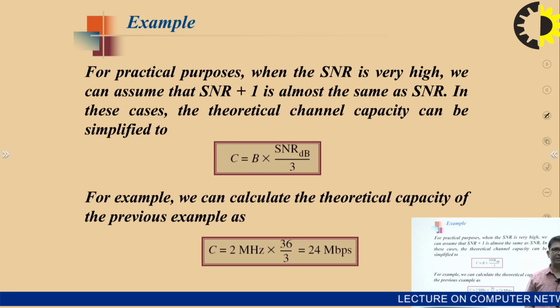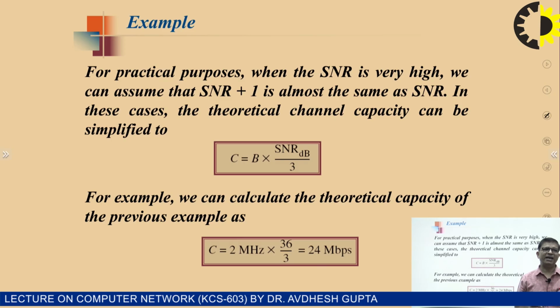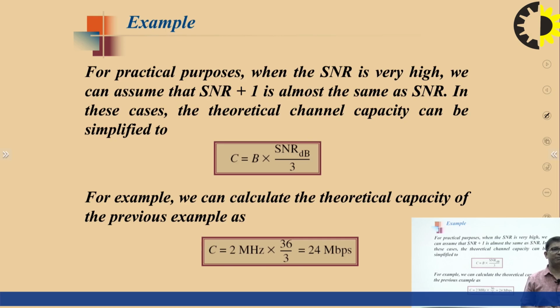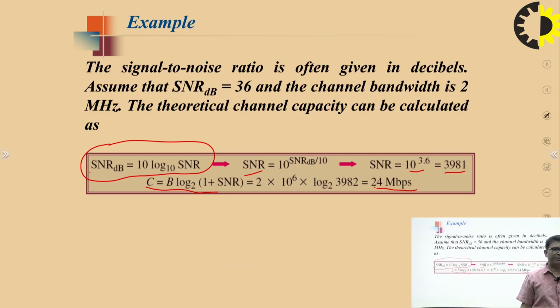For practical purposes, when the SNR is high, it means signal power is high and noise power is low. So we can assume that SNR plus 1 is almost the same as SNR. So in these cases, the theoretical channel capacity can be simplified into C is equal to B into SNR dB upon 3. For example, if we calculate the theoretical capacity of the previous example, it also gives 24 Mbps, as it gave in the earlier example.